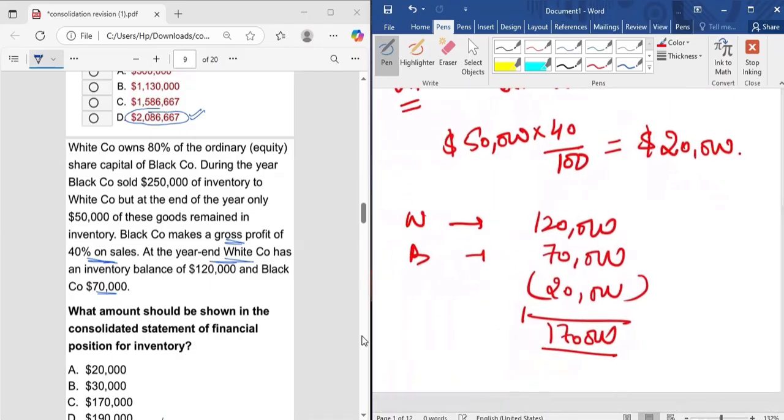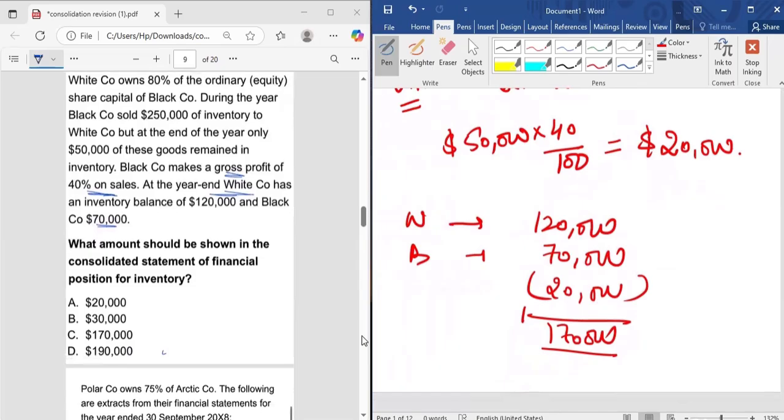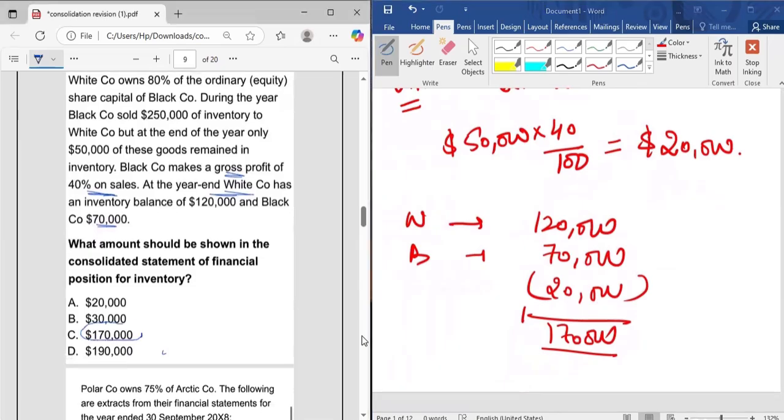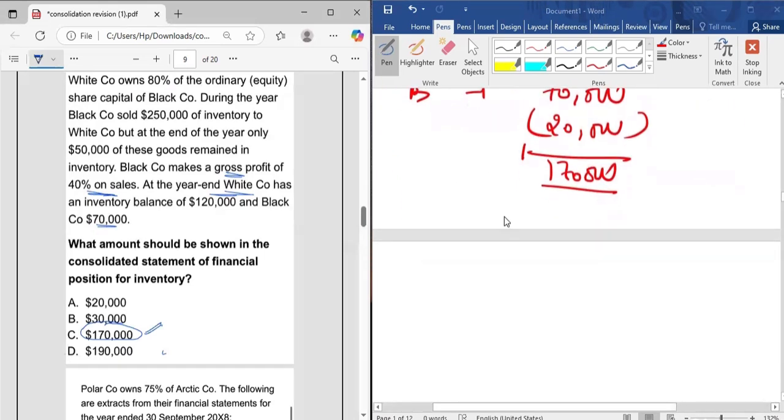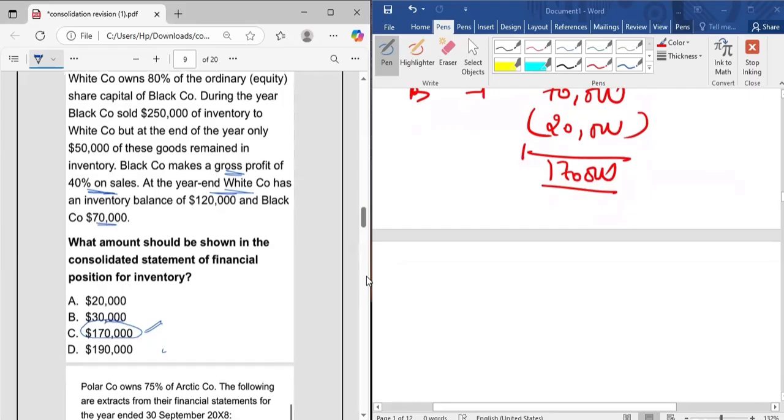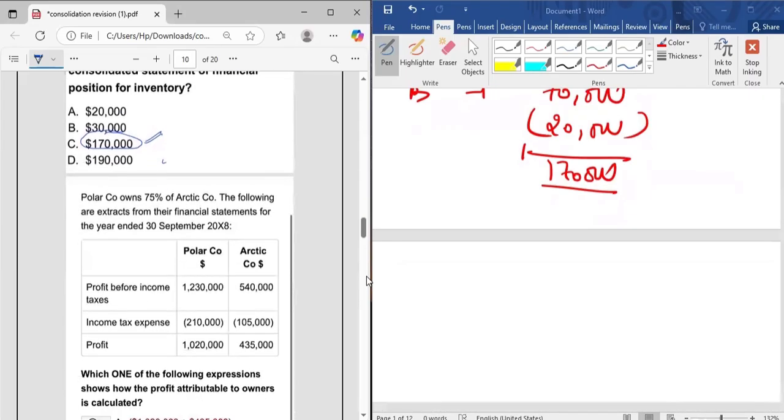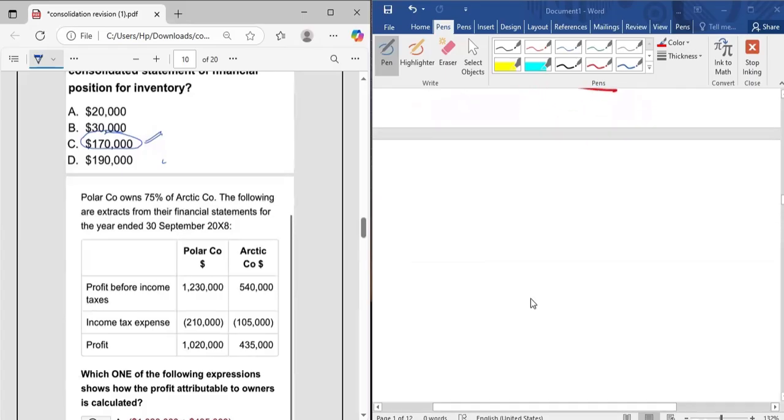So this is option C. So see, we have covered both the things, the markup and the margin as well. The markup is on cost and margin is on selling price. So directly I took 40% of 50,000, and I took 40% of 50,000 because my goods worth 50,000 were left in the inventory.